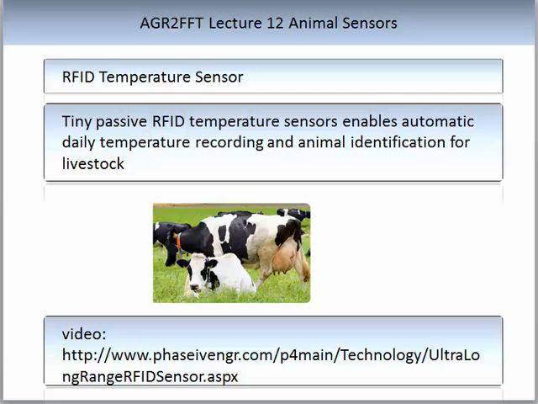The following video, you can see the link on Moodle, tells you about a commercially available RFID temperature sensor. This is described as a tiny passive RFID temperature sensor that also enables automatic daily temperature recording of the animal, as well as the identification aspects that are required for livestock monitoring. Please pause the lecture here and watch the following video.